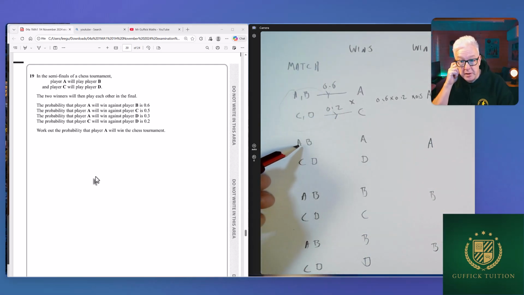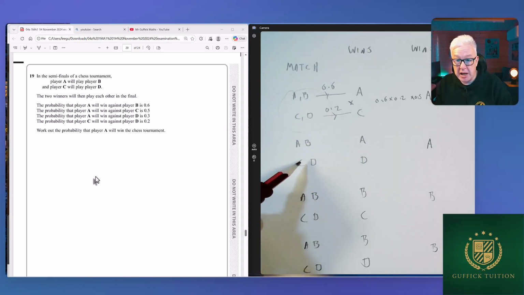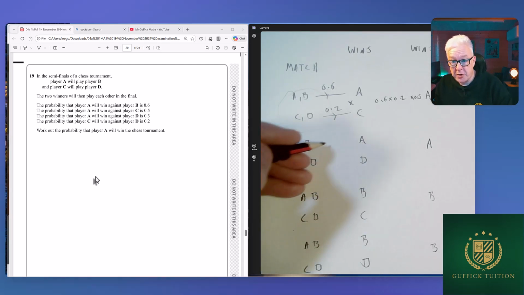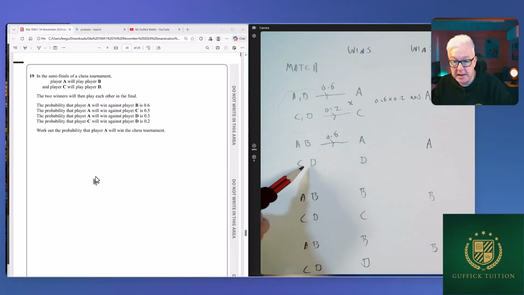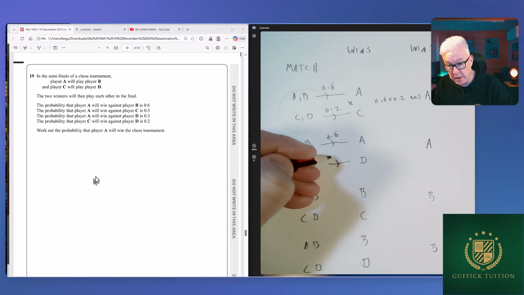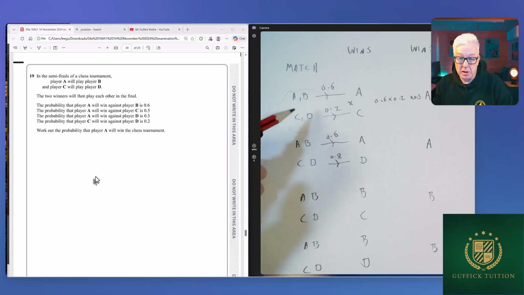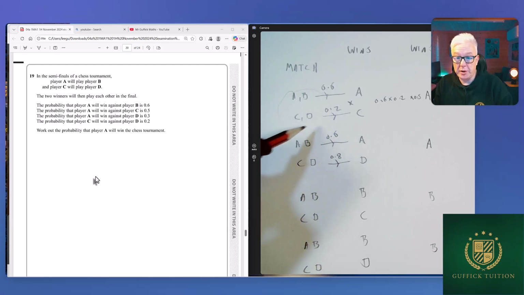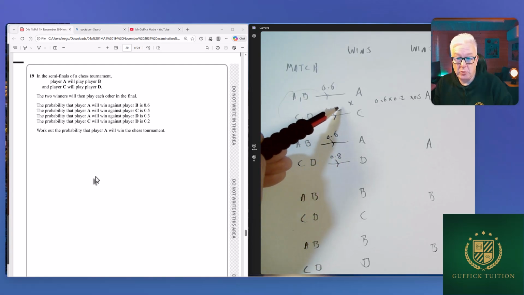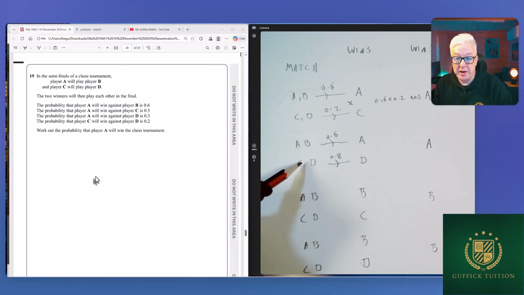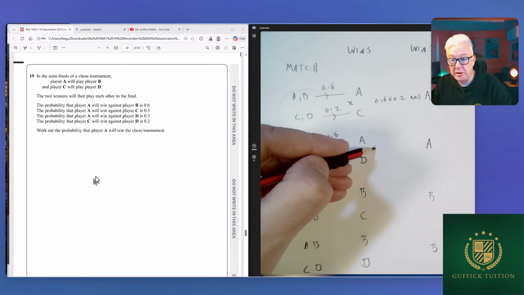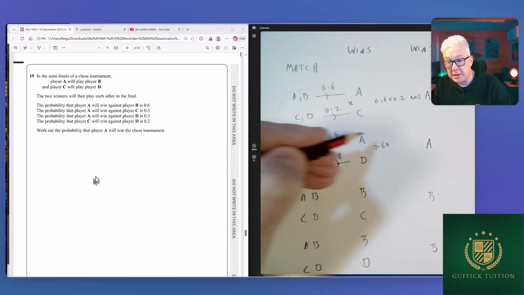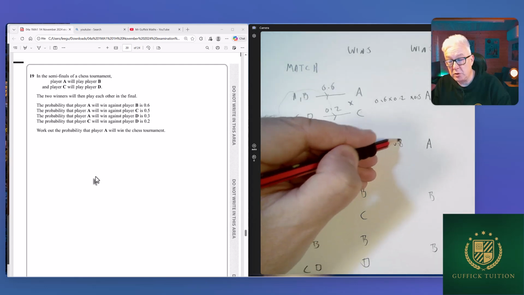Now what else can happen? Maybe A wins the AB match, but this time D wins this match. So the probability of A winning against B is 0.6. The probability of D winning against C is 0.8, because we know it must be 1 take away 0.2, because these two probabilities have to add up to 1. So the probability of C winning against D is 0.2, so therefore the probability of D winning is 0.8. So the probability of A and D facing each other in the final is if A wins and D wins. So that's 0.8 times 0.6.